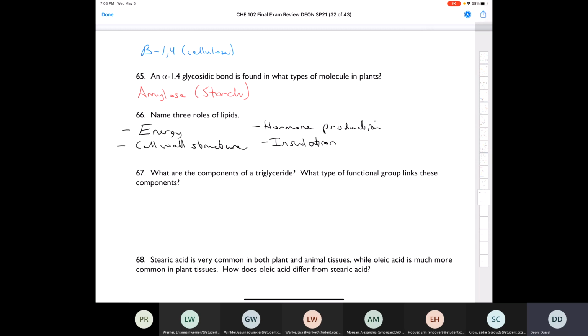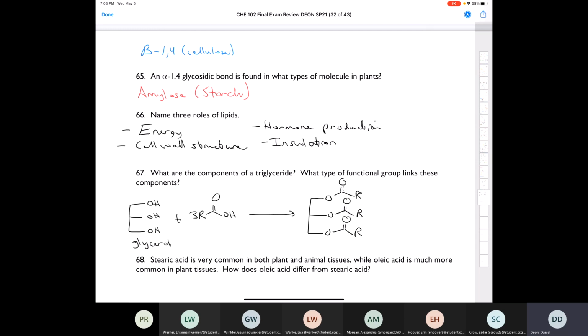What are the components of a triglyceride? What type of functional group links these components together? Well, everybody should know that a triglyceride is made from glycerol. So you should be able to draw a molecule of glycerol, and then you react it with 3 equivalents of a fatty acid. Okay, and then you end up making a triglyceride. And in a triglyceride, we have 3 ester bonds.